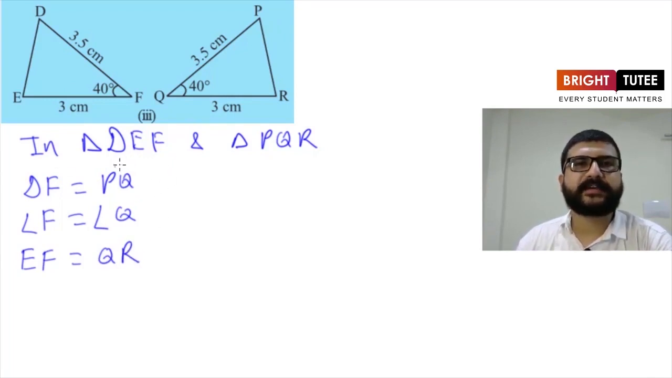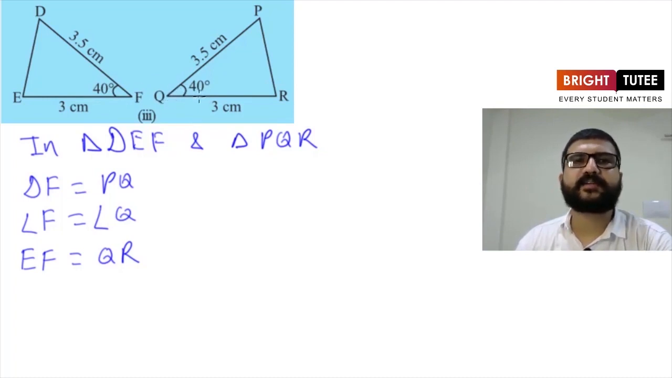Now what do you think? Can we apply SAS criteria here? For that we need two side lengths of one of the triangles to be correspondingly equal to two side lengths of another triangle, and that is satisfied here. As we can see, DF is equal to PQ and EF is equal to RQ, and the angles included between these sides should also be equal, and here also they are equal. That is, angle F is 40 degrees and angle Q is 40 degrees. So angle F is equal to angle Q. It means these two triangles are congruent.